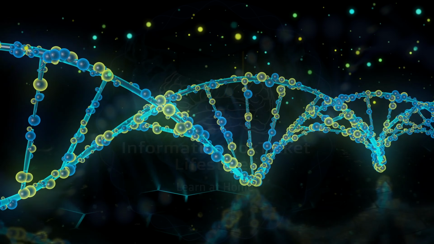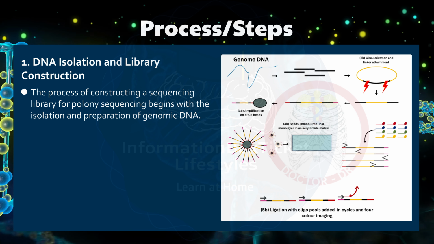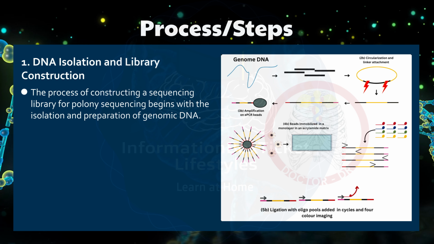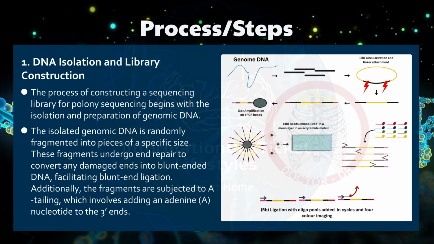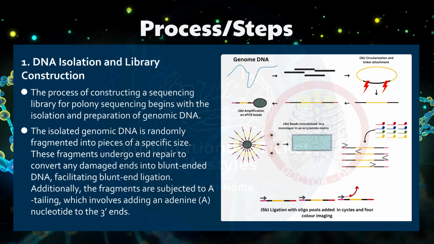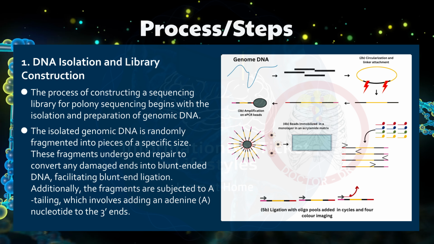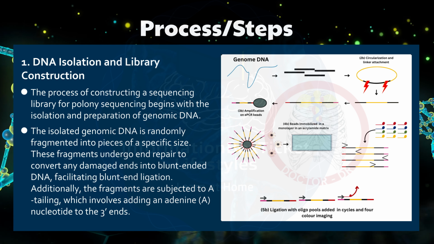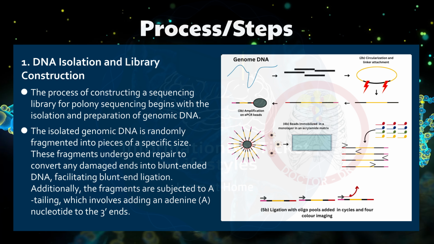Process steps of polony sequencing. 1. DNA isolation and library construction. The process of constructing a sequencing library for polony sequencing begins with the isolation and preparation of genomic DNA. The isolated genomic DNA is randomly fragmented into pieces of a specific size. These fragments undergo end repair to convert any damaged ends into blunt-ended DNA, facilitating blunt-end ligation.